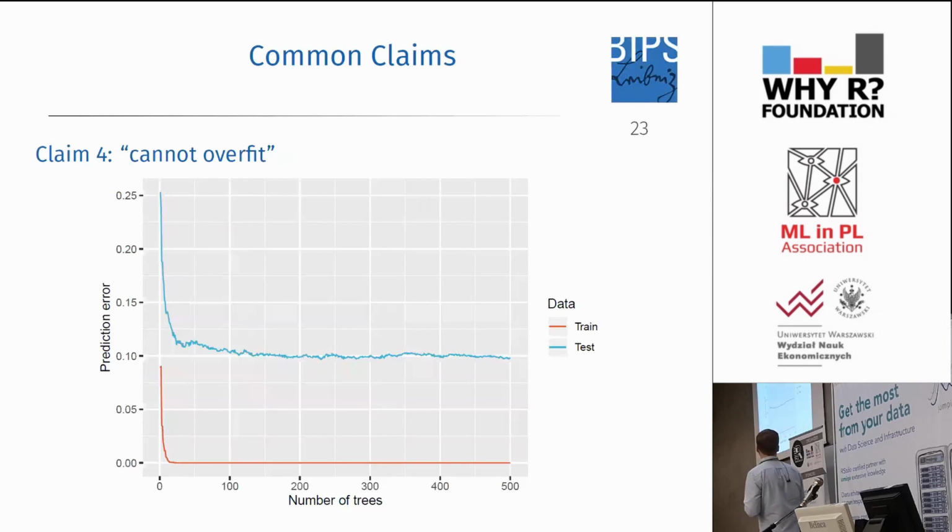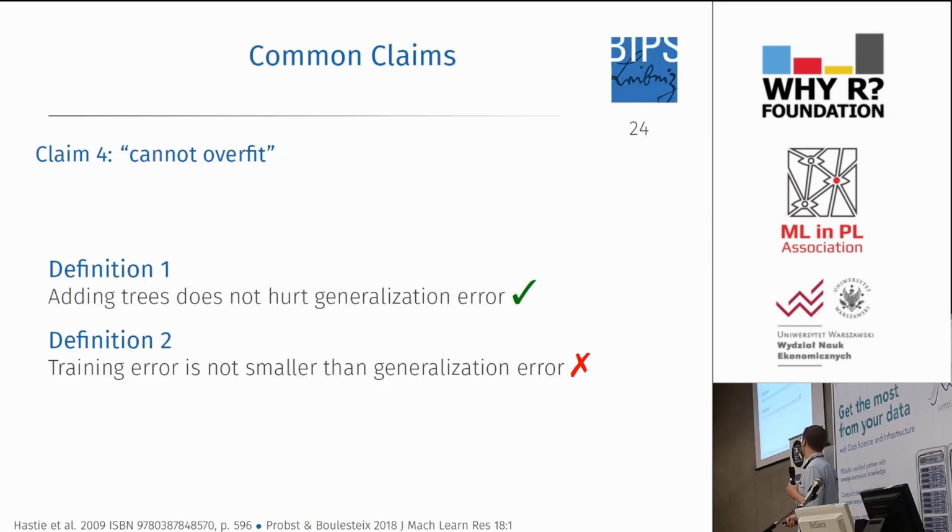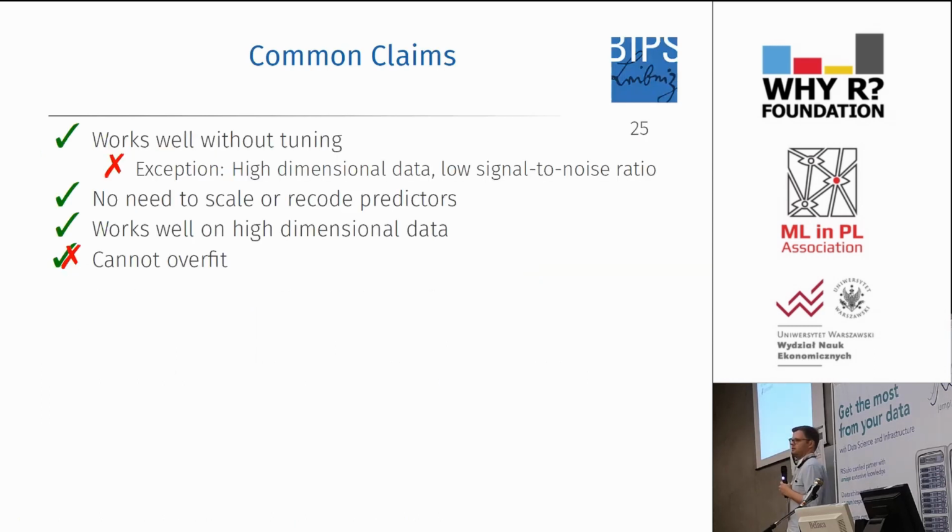So the training error is always smaller than the testing error. And this is also a definition you sometimes read on overfitting. So I would say the first definition makes more sense, but still adding trees does not hurt the generalization error, that's true. But the training error is indeed smaller than the generalization error. So I give an undecided here because it depends on your definition of overfitting.